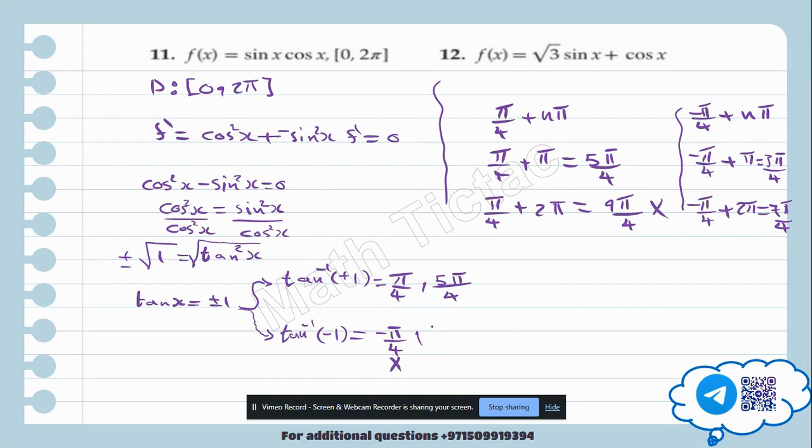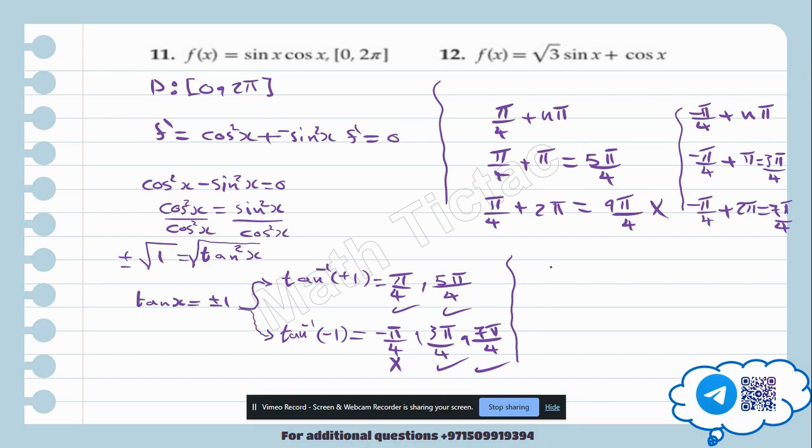The second one, which is 3 pi over 4, this is accepted, and the 7 pi over 4 accepted as well. So I have 4 angles, 1, 2, 3, and 4. These angles are included in my domain. So these are the critical numbers. Okay, I have over here. Done. So these are the zeros.